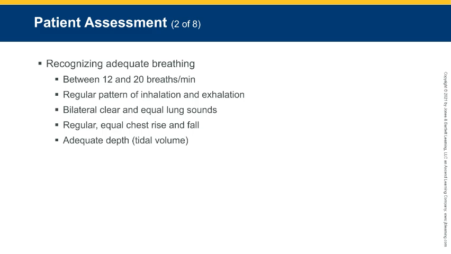When evaluating a patient's breathing, you should observe for several key signs that indicate adequate ventilation. A normal respiratory rate in adults ranges from 12 to 20 breaths per minute, with a regular pattern of inhalation and exhalation. The chest should rise and fall symmetrically, and breath sounds should be clear and equal on both sides. The patient's breathing depth, also known as tidal volume, should be sufficient to maintain oxygenation.